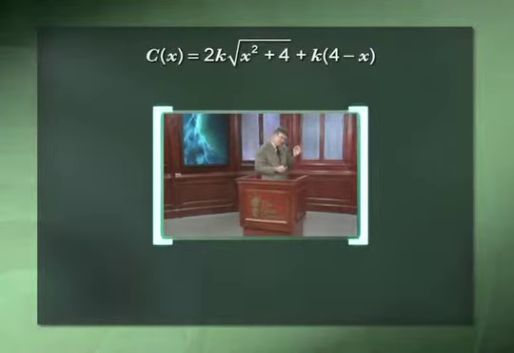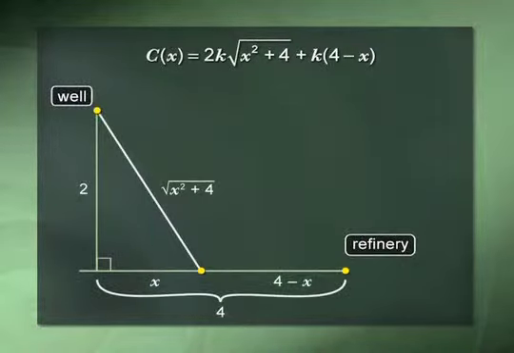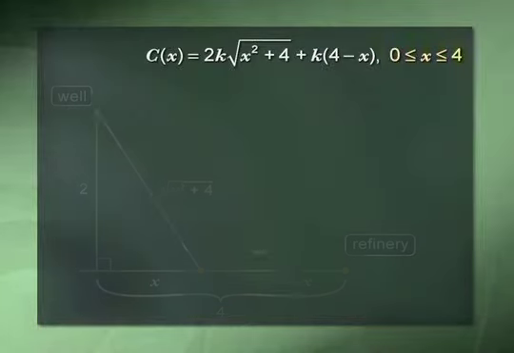We're trying to find the x value. We're trying to find the point where the pipe hits land. That's what we're trying to find. We're trying to find x. Well, x is clearly between 0 and 4. It would be kind of dumb to have x go, say, to 5 and then go backwards to the refinery. So I think it's pretty clear that x should be between 0 and 4. That's the domain of our cost function.